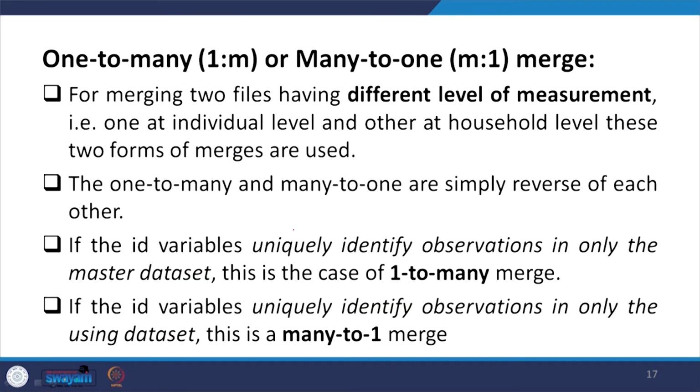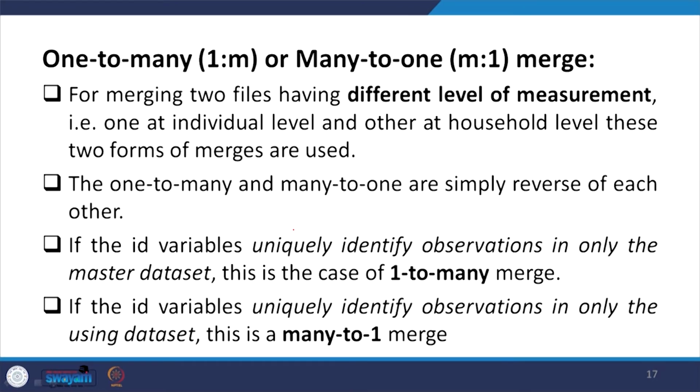So, I have guided you through what is called one-to-one merging. Now, what is important for us to know is one to many or many to one, which are just opposite to each other. It is important in real life situations and while handling data, for merging two files having different levels of measurement, that is one at individual level and the other at household level. As I already told you, these two forms of merges are used when one is a subset of or different from the other, so somewhere it is many, somewhere it is one. In that case, the one to many or many to one command is important.